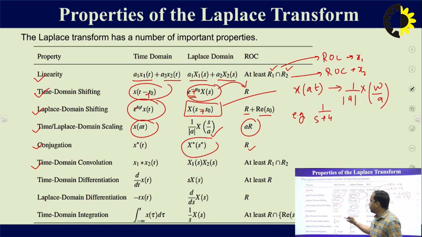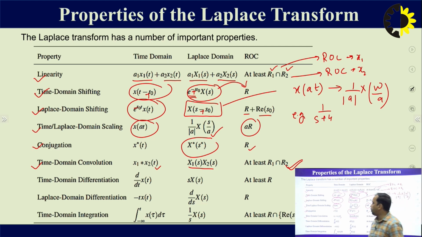So if we have the convolution of two signals x1(t) and x2(t), we can see that we have a multiplication, X1(s) multiplied by X2(s). If, let's say, two polynomials or two fractional quantities are multiplied, accordingly the new ROC has to be the intersection. It is basically the intersection of R1 and R2.